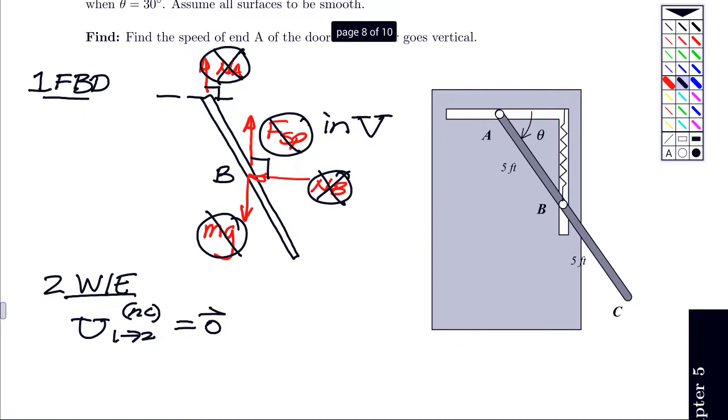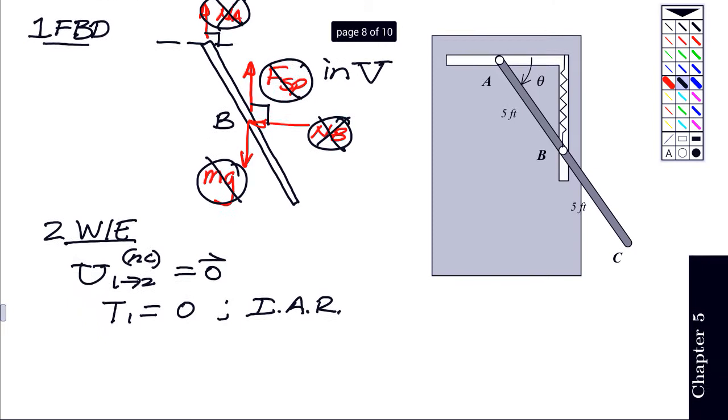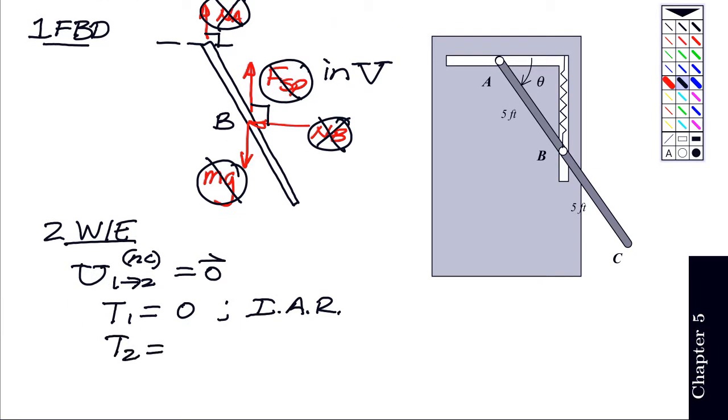So then let's write down the other terms. The initial kinetic energy T1 is 0 because it's released from rest. T2 is going to be, I will reference this back to the center of mass, so this is 1/2 m v_B squared plus 1/2 mass moment of inertia about B times omega squared.